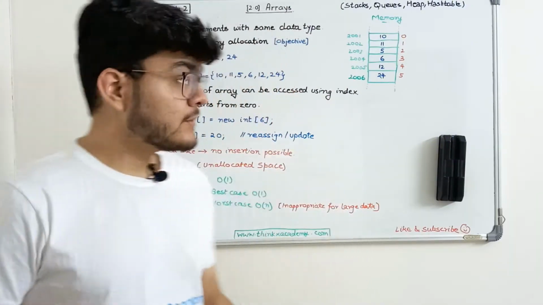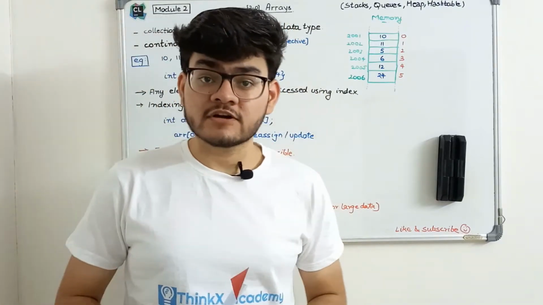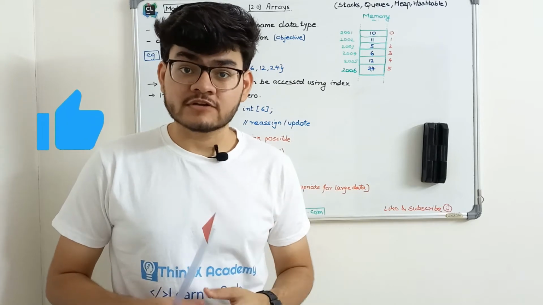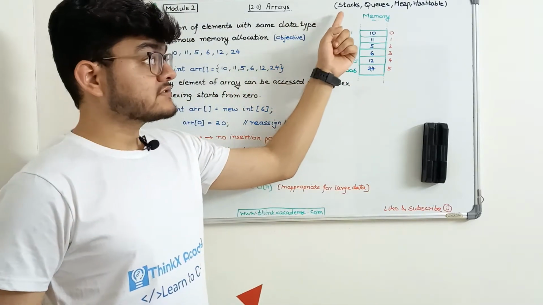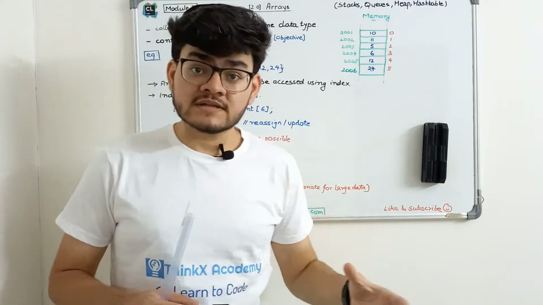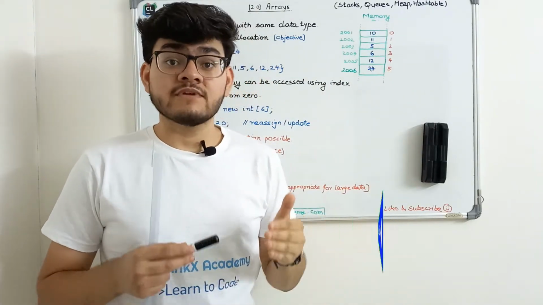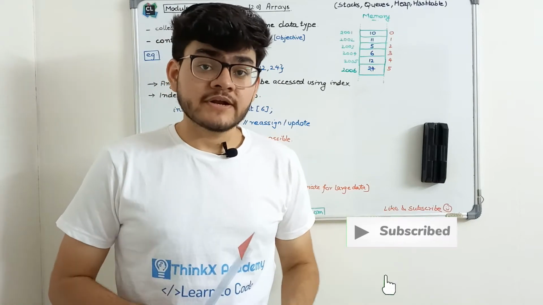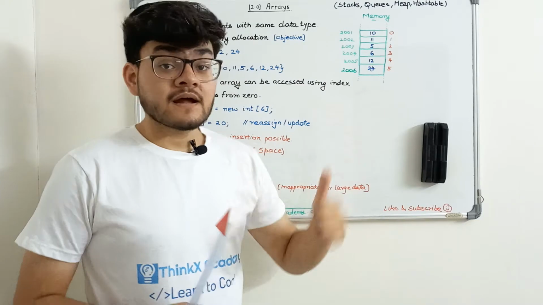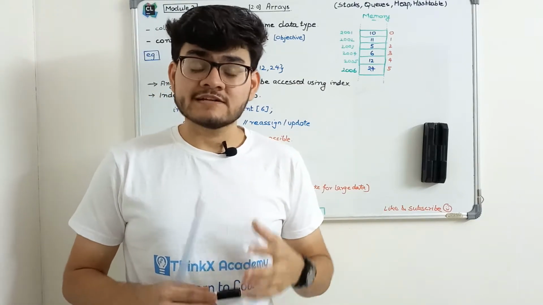In this module 2, we are going to start with the array data structure. We are going to cover all the important conceptual ideas behind the array data structure. We are going to use the array data structure in stacks, queues, heaps, hash tables. There are a bunch of other data structures also where we are going to use arrays. So it's important to study arrays. You're going to encounter a lot of coding problems that are asked in interviews related to arrays. So let's start with the arrays.